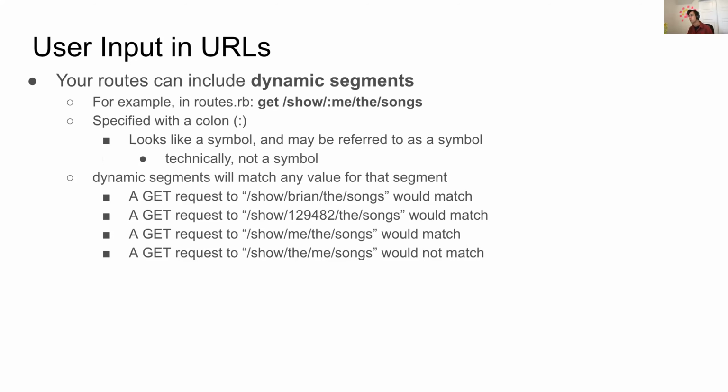Not quite. We don't have the concept of restricting dynamic segments and saying what type of input. We only have the ability to say this can take on any value. So in these first two examples, show Brian the songs and show 1294, just this number, there's no way for us to say this has to be a number, or this has to be an ID, or this has to be a string. We don't get any sort of constraints with it. So that's not why this doesn't match. The reason why this doesn't match just comes down to this third segment not matching here.